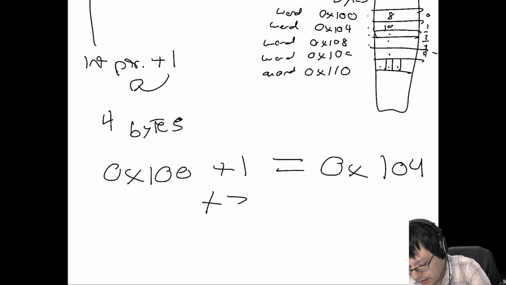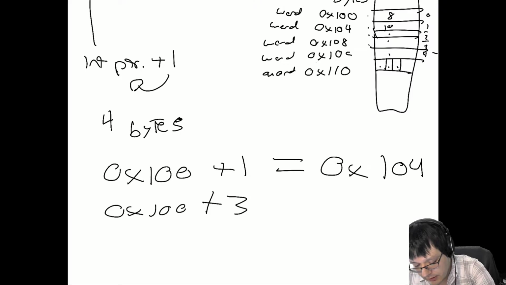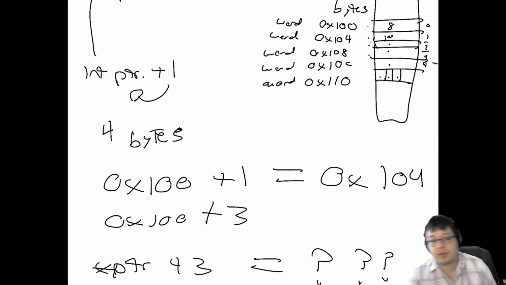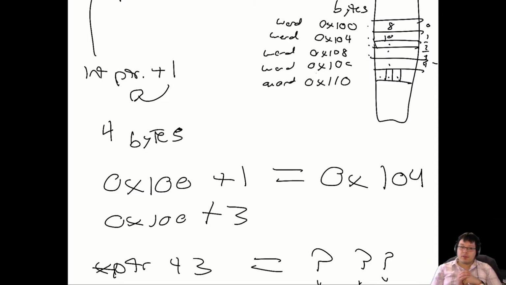So chat, what if I had 0x +3? So if I had PTR +3, what address would that be? So looking at this, the answer is on the screen, but you guys tell me, what would be the address of doing 100 +3? While you guys answer that, I'll take some water.